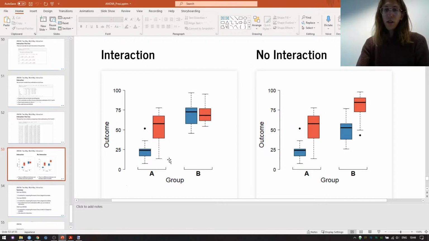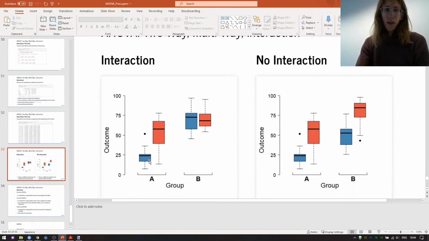So, for example, it could be that two groups, so these two groups, do have some difference, but this difference depends on what other group they're in. So for example, if this is sex and this is two types of a treatment, then the effect of the treatment depends on the sex that you're in. So that is a way to visualize interaction. And if the difference between these differences is the same, then there is no interaction. But if there is a difference in differences, then there is an interaction.